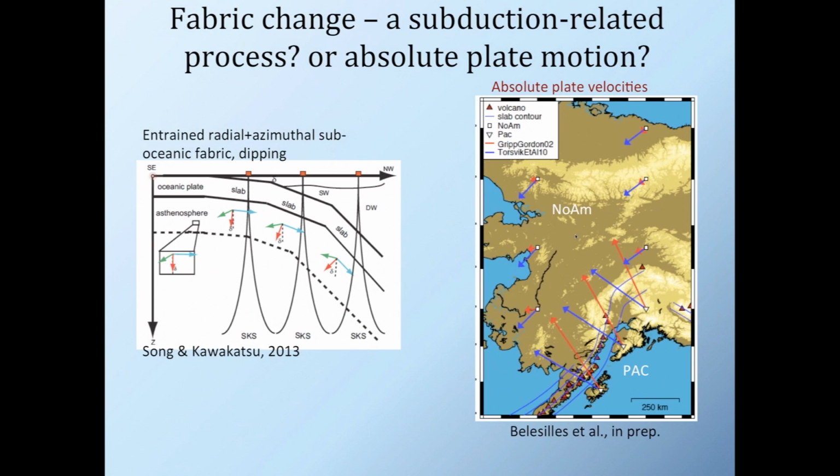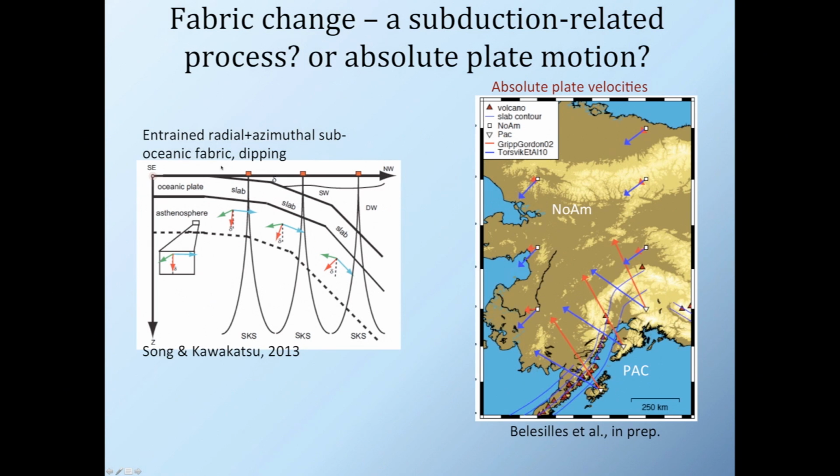The other thing that's happened is that there have been a series of papers by Song and Kawakatsu that have suggested that a lot of these observations of changes in orientation in fabric globally, but specifically in Alaska, may actually reflect sampling of the subarc mantle lithosphere.